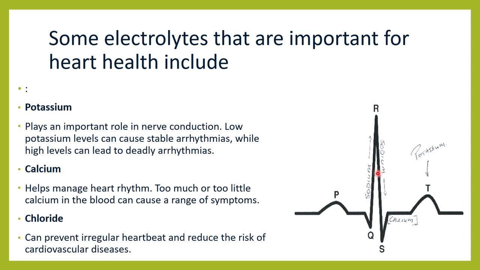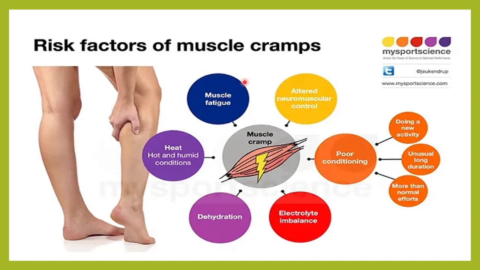Potassium, I have told you, is very important in nerve conduction. Low or high potassium can cause heart arrhythmias. Calcium is also very important in maintaining the heart rhythm. Too much or too little calcium can cause problems. Similarly, chloride. These electrolytes play a very important role in muscle contraction. So if there is an electrolyte imbalance, you will see that the patient complains of muscle cramps, muscle fatigue, etc. because of this electrolyte imbalance.